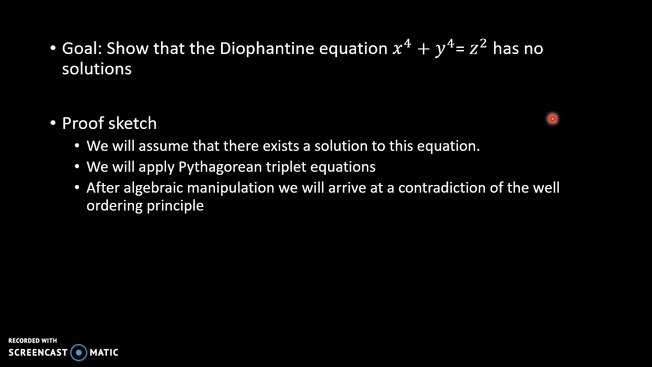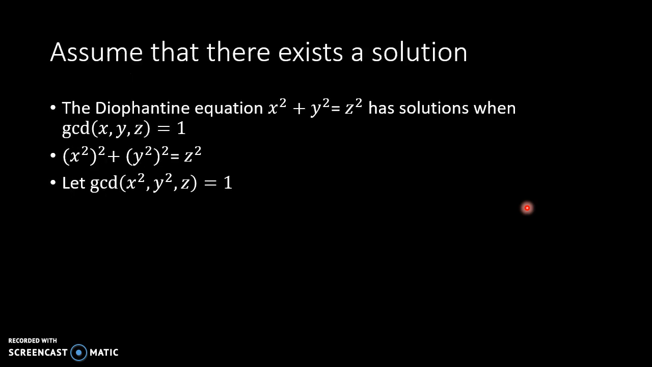We'll do this by assuming that there exists a solution to this equation. We'll then apply Pythagorean triplets, which were derived in class this semester. And after some algebraic manipulation, we will arrive at a contradiction of the well-ordering principle. First, we will assume that there exists a solution to this equation.